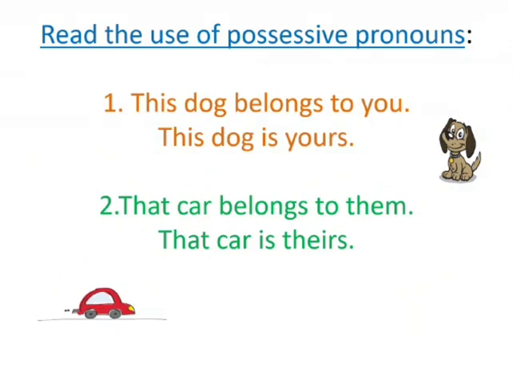Read the use of possessive pronouns. First sentence, this dog belongs to you. This sentence can be changed into this dog is yours. Here the word yours is the possessive pronoun. That car belongs to them, or that car is theirs. Here the pronoun theirs is the possessive pronoun.